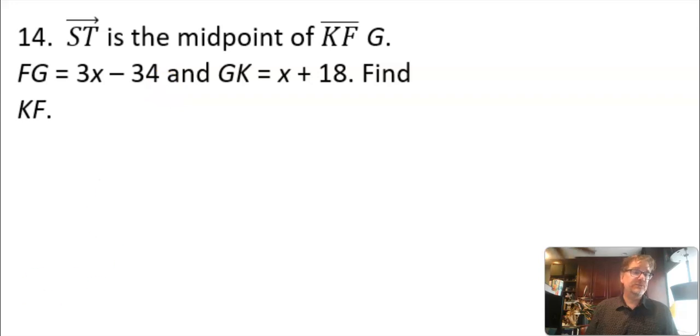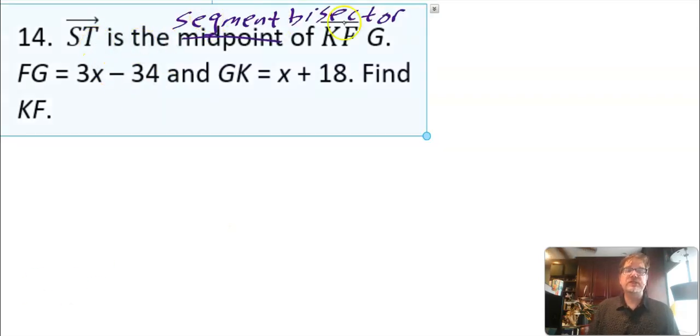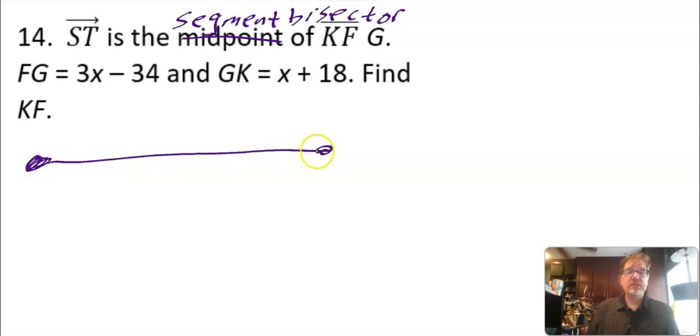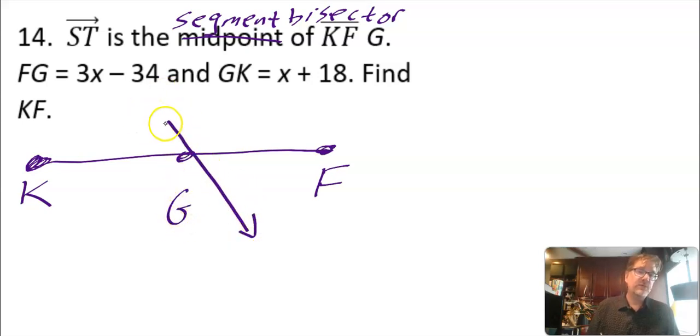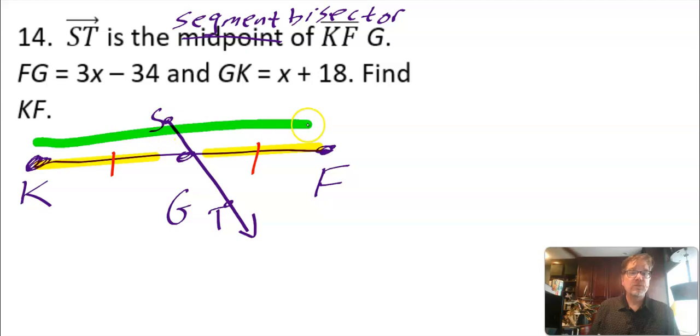So ray ST is the segment bisector of segment KF at G. So let's go ahead and draw in segment KF. Start at K and end at F. G is where ray ST is going to go through. So it starts at S and it goes through T, something like this. Because of the word segment bisector, I know front and back are equal. So I can make those both yellow, and that's green.